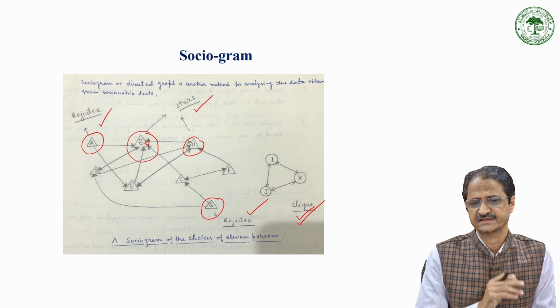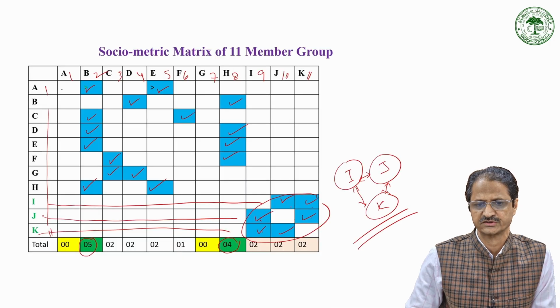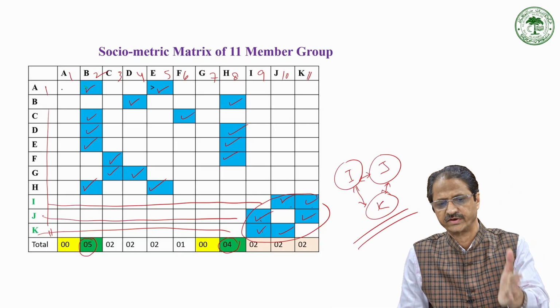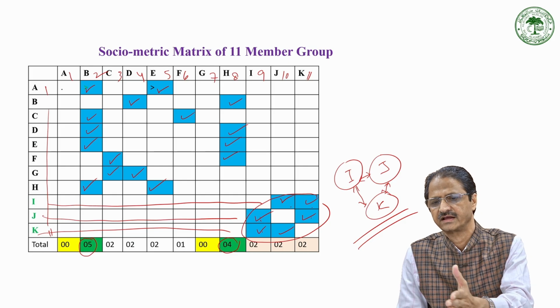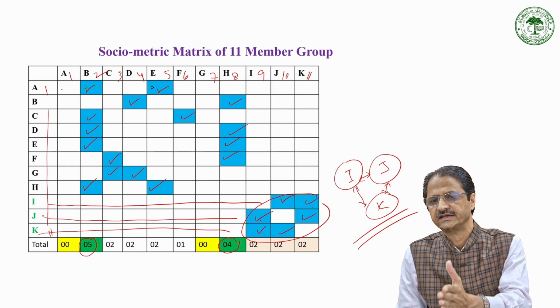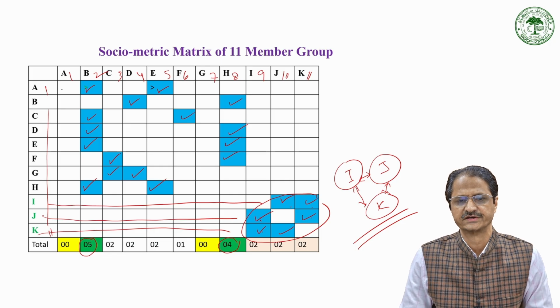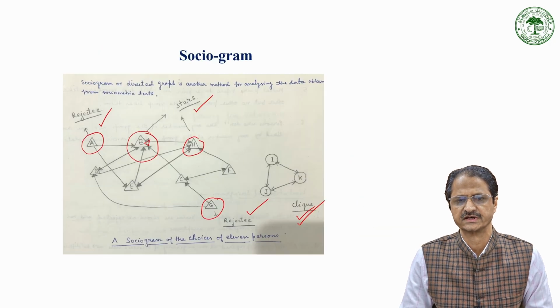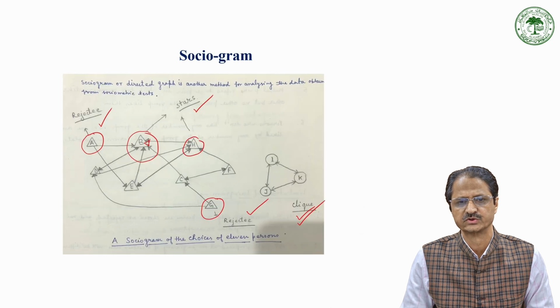So with this we can identify, as we look at the previous picture also, here also we have identified the stars. B is the star, H is the star, and I, J and K are the cliques, and others are the mutual pairs. So this is basically the preparation and presentation of the material in a sociogram and sociometric matrices. Hope it will be clear to you.